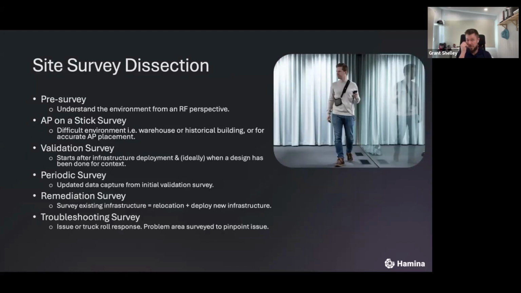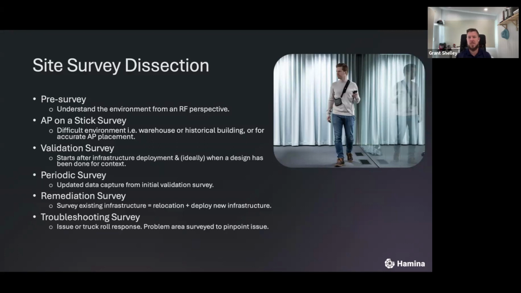So there's a couple of ways we can do site surveys. Some of these are going to be more popular than others. Some of these are going to be more frequent than others. A lot of the time it is going to boil down to the type of project. Sometimes it's going to be budget. Sometimes it's going to be the environment. There's a whole lot of factors that are going to go in there.